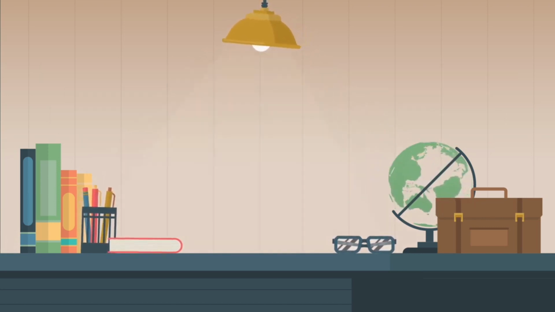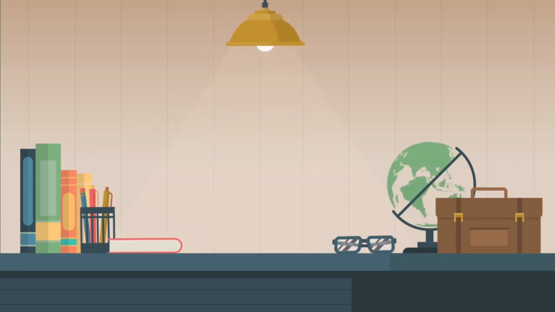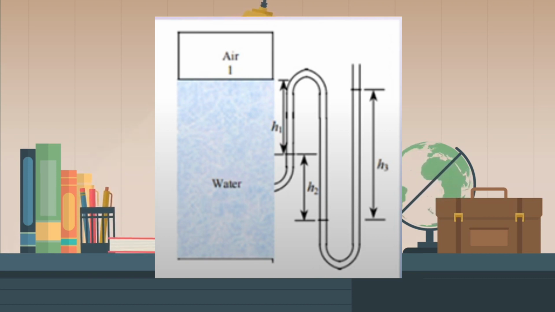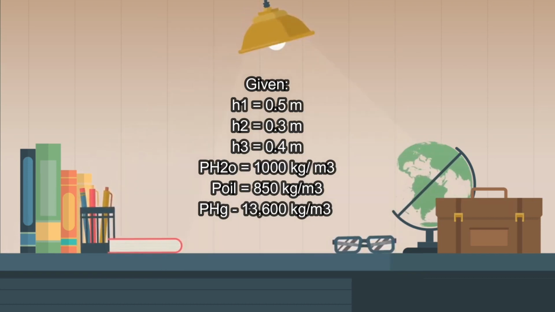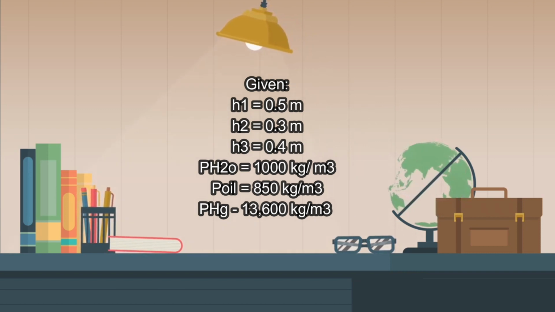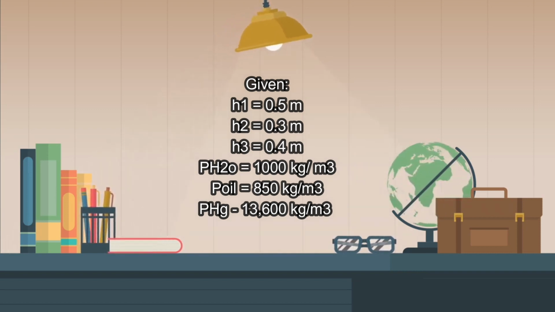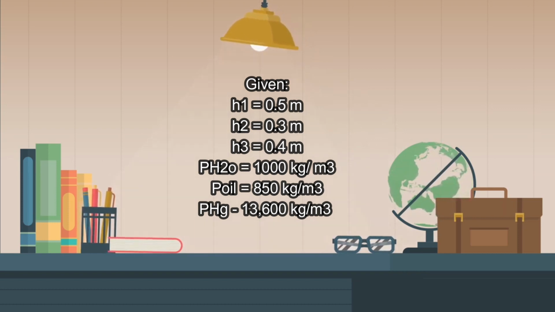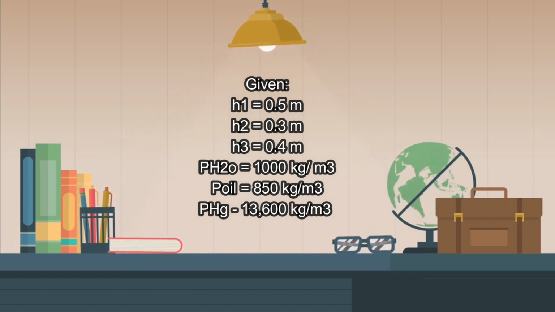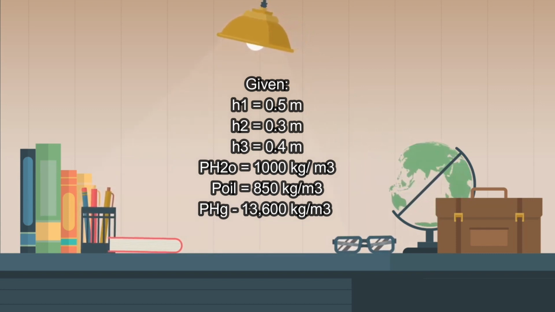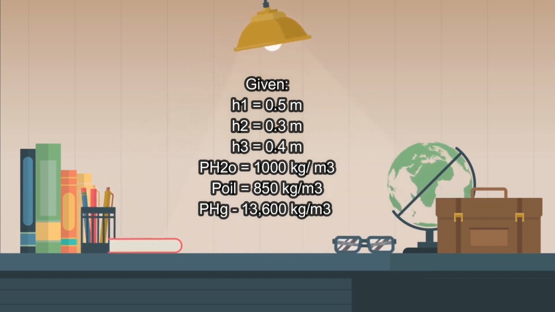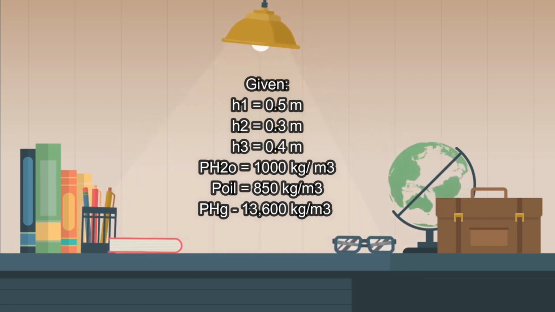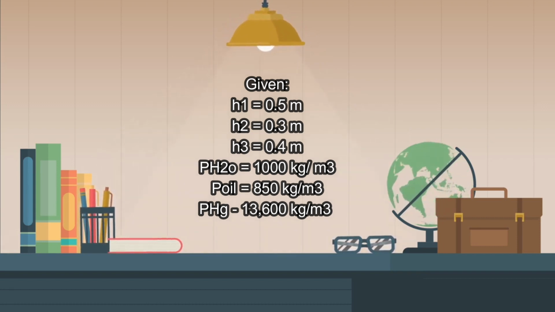To have an idea what the tank looks like, I'll post the image. So this is the figure of the tank. The values that are already given in our problem are H1 is equal to 0.5 meters, H2 is equal to 0.2 meters, H3 is equal to 0.4 meters. The density of water is equal to 1000 kg per cubic meter. The density of oil is equal to 850 kg per cubic meter. The density of the mercury is equal to 13,600 kg per cubic meter.